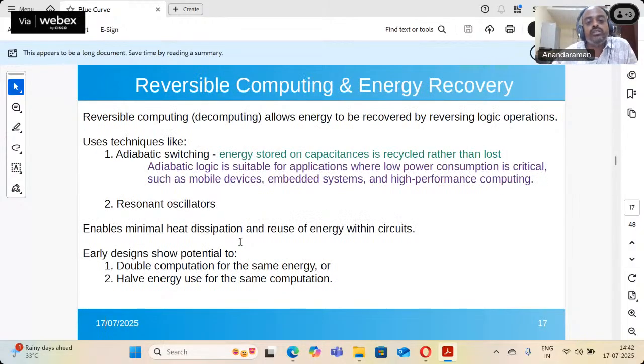So reversible computing, that is called decomputing. You can compute and you can come back in the reverse path. That is called decomputing. It allows energy to be recovered by reversing logic operations. It uses techniques like adiabatic switching and resonant oscillators. There are a lot of techniques, but still it is in the research stage. So either you can double the computation for the same energy, or you can reduce the energy to half for the existing computation.